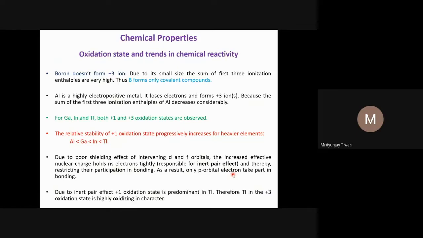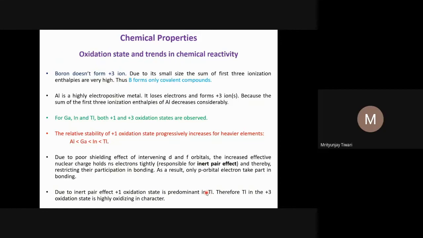Heavy elements are metals from aluminum to thallium, so they will form the plus one oxidation state. Due to the inert pair effect, the plus one oxidation state is predominant in thallium. So thallium mostly exists in the plus one oxidation state, and plus one is the only stable oxidation state for thallium.